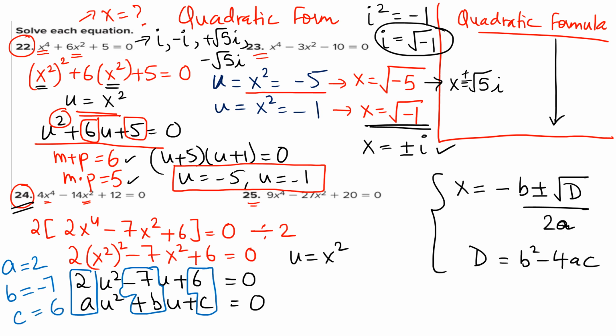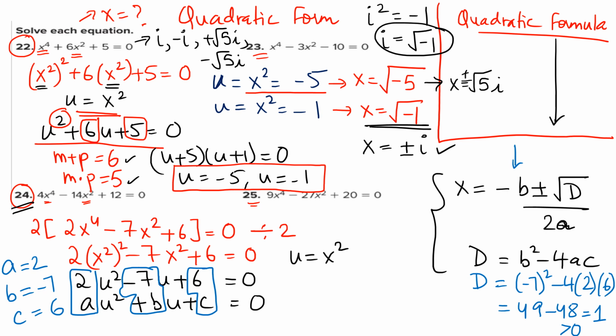So I'm doing the other method also. Now I'm going to use the quadratic formula. First I will find the discriminant. The discriminant is b square, minus 7 square, minus 4 times a times c. Just use your calculator, save your time, put the values of a, b, c. This will come 49 minus 48 equal to 1. So the discriminant value is 1. It's positive, therefore there will be real roots.